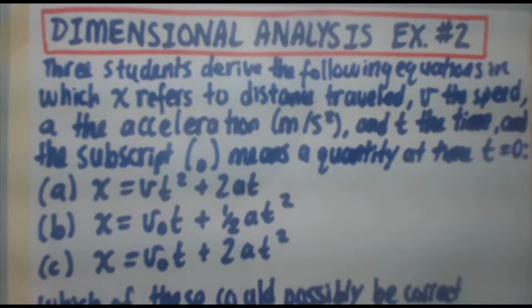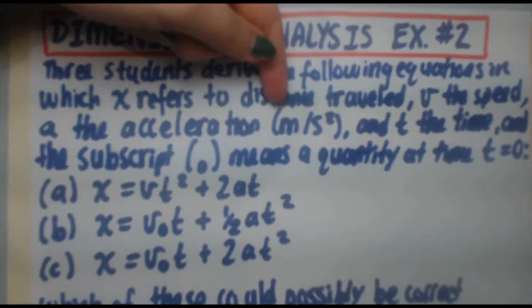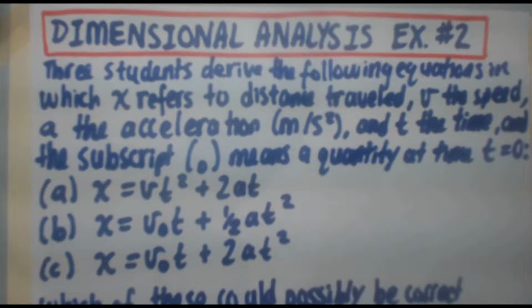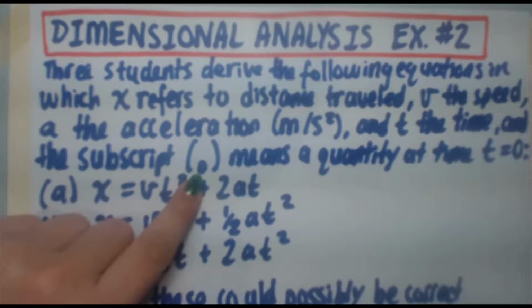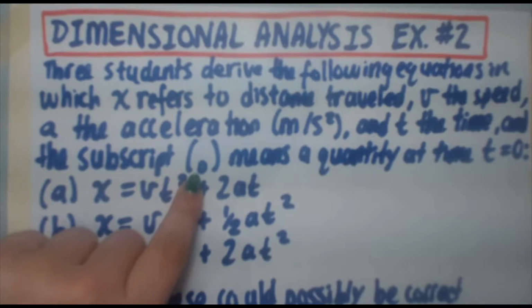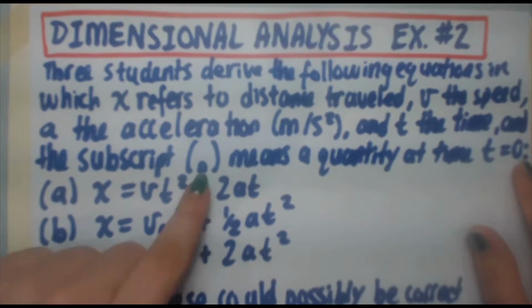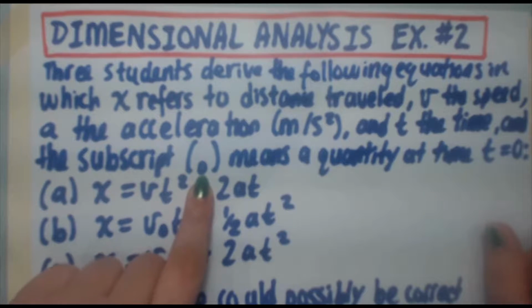Three students derive the following equations in which x refers to distance traveled, v the speed, a the acceleration, and they give you the units here because it hasn't yet been defined, meters per second squared, and t the time. The subscript, a little zero here, means a quantity at time t equals 0. Usually the subscript is meant to represent initial, and it's actually given the name "not."